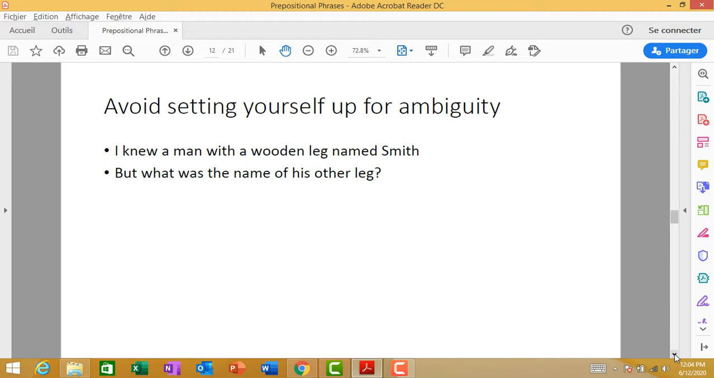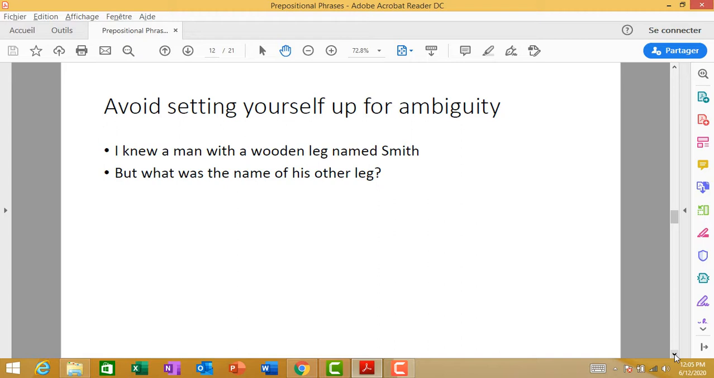So using prepositional phrases can cause your reader to not really understand what you mean. Let's read this sentence. I knew a man with a wooden leg named Smith. Now, obviously, Smith was the name of the man with the wooden leg. But somebody might ask you, what was the name of his other leg?